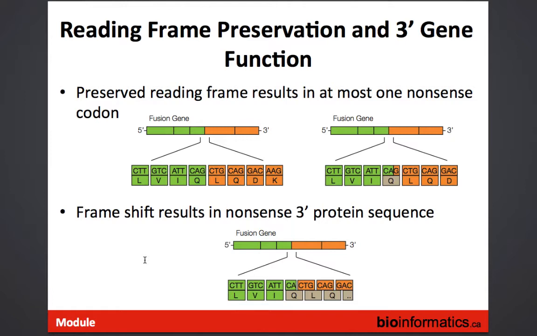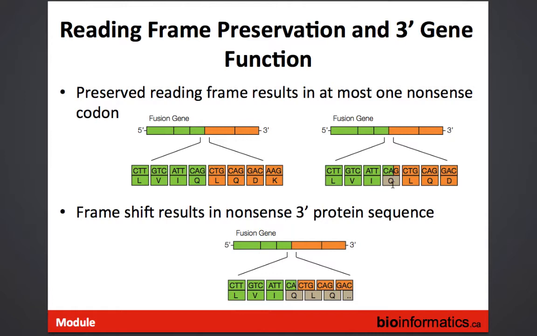And so the other thing in thinking about function is whether or not our protein sequence, the sequence of the mRNA that's getting translated, is actually going to produce a chimeric protein where the 5' set of codons and the 3' set of codons are both going to be preserved in the resulting fusion protein. If the fusion boundary happens at a codon boundary, then the 5' codon sequence and the 3' codon sequence will both exist in the resulting protein.